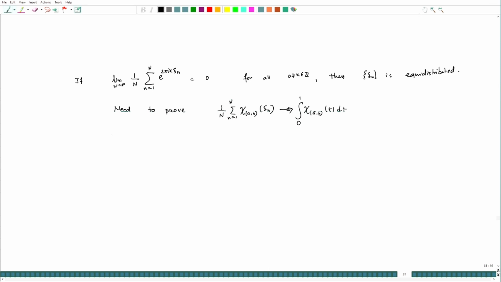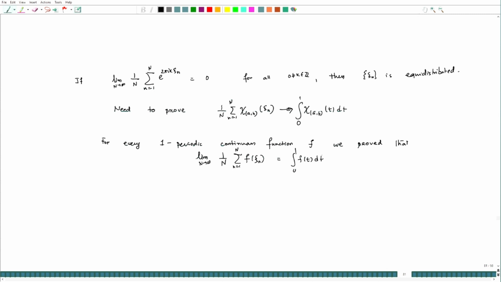We have achieved that for every one periodic continuous function f, we proved the limit as n goes to infinity of 1 over n, summation over n from 1 to n of f of xi n, is equal to the integral from 0 to 1 of f t dt.